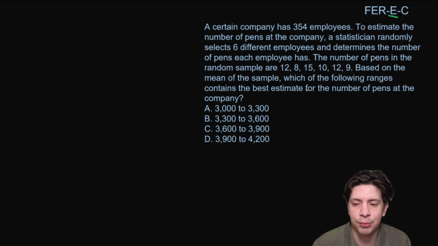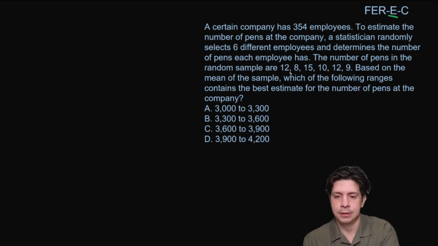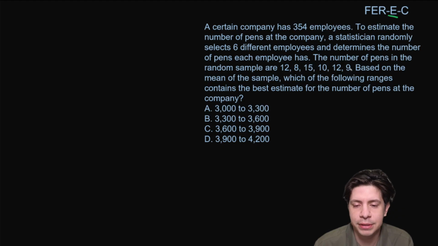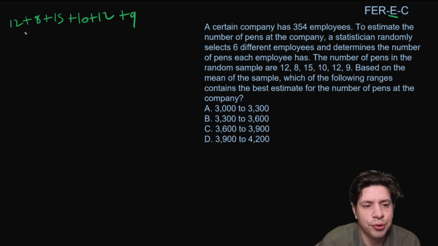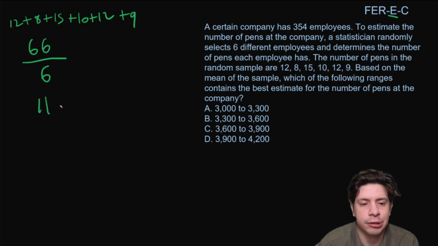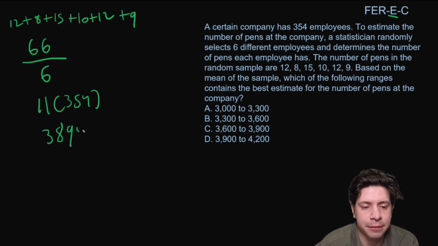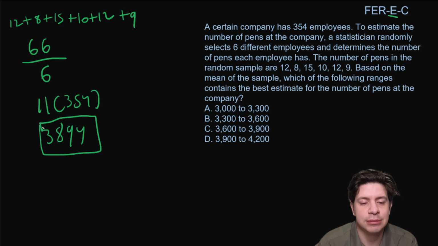Based on the mean of the sample, which of the following ranges contains the best estimate for the number of pens at the company? So these are the values for each of the 6 employees. What you can do is find the average. When you sum this up, you're going to get 66, right? That was out of 6 people, so that'd be 11 per person. And then there are 354 employees, so you could do 11 times 354, and that's going to give you 3,894, okay? So that's what we can infer from the sample statistics.